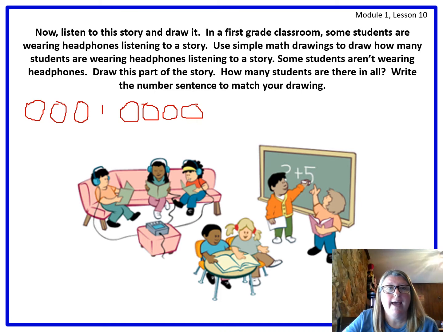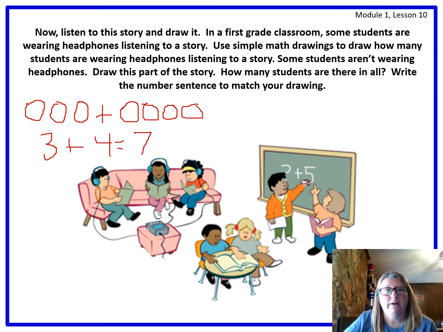So I know I'm going to add. So I'm going to put a plus sign in the middle. So we need to find out how many are in all. So I have 3 here. And I know I have 4 here. So let's see. 3, 4, 5, 6, 7. I have 7 students in all. And our number sentence was 3 plus 4 equals 7.